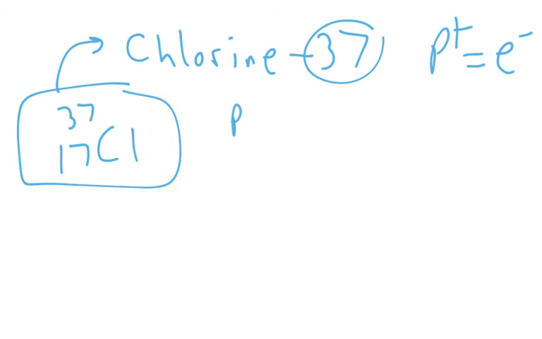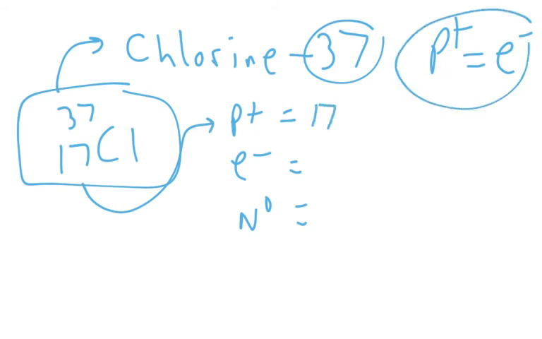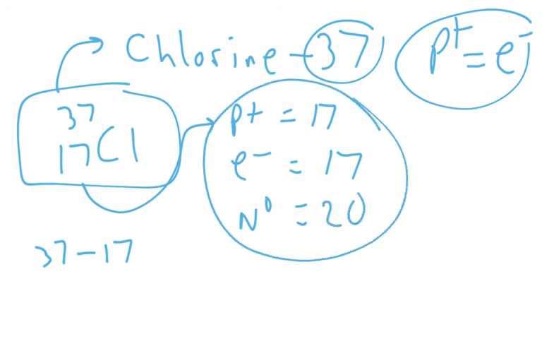And if you wanted to find the protons, the electrons, and the neutrons, well, the atomic number, as we said, was 17. And in this notation, it's neutral, so we got 17 of each. And to find the neutrons, you do 37 minus 17, and that'll give you 20. Okay? And that would be the number of each subatomic particle in chlorine-37. Okay? Let's try one more.